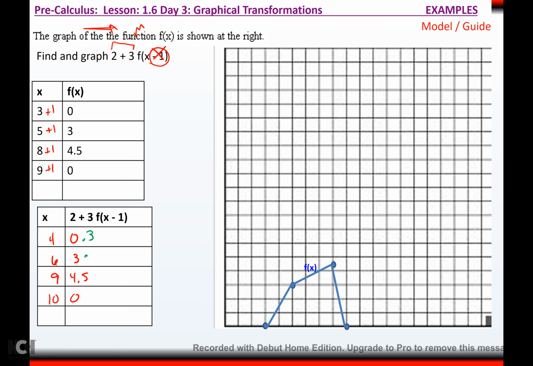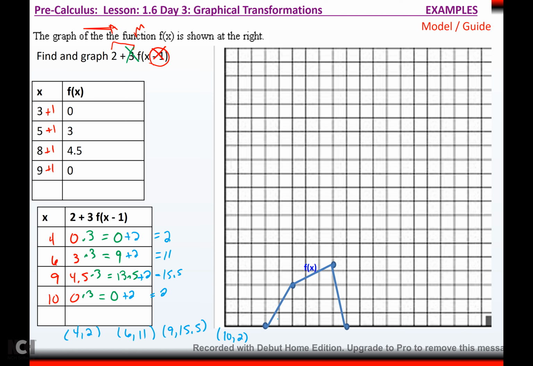So I'm going to multiply my y's by 3, which gives me 0, 9, that's 4.5 times 3. It's 13.5. And 0 times 3 is 0. That's done. And now I'm going to add 2 to my y's. So plus 2, plus 2, plus 2, plus 2. That gives me 2. That gives me 11. That gives me 15.5. And that gives me 2. So my new ordered pairs are 4, 2, 6, 11, 9, 15.5, and 10, 2.